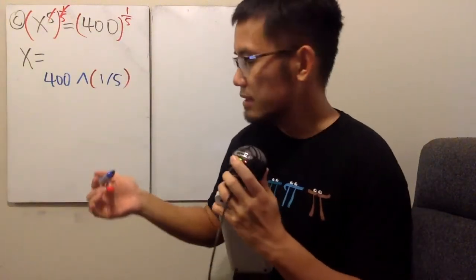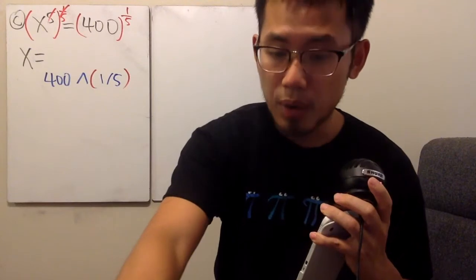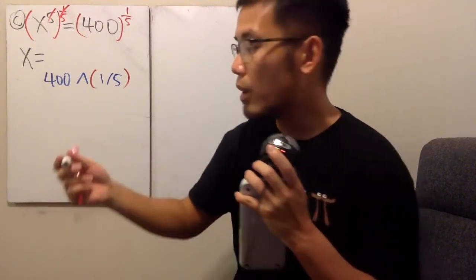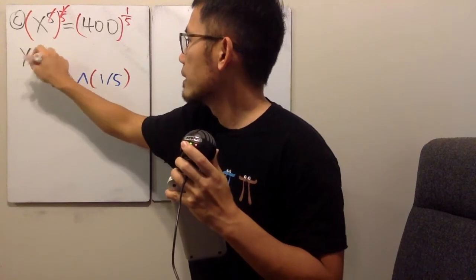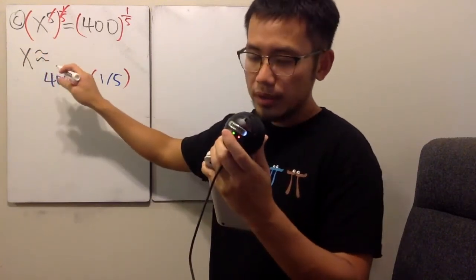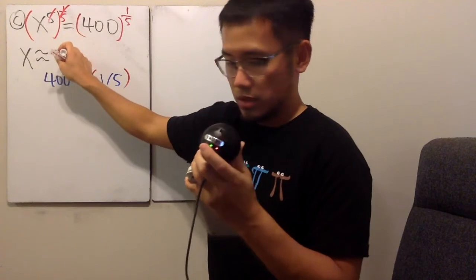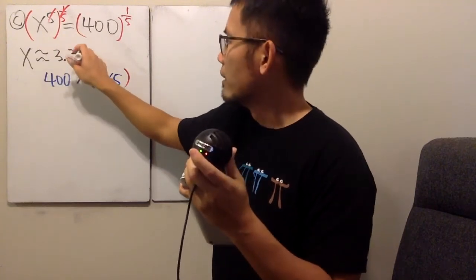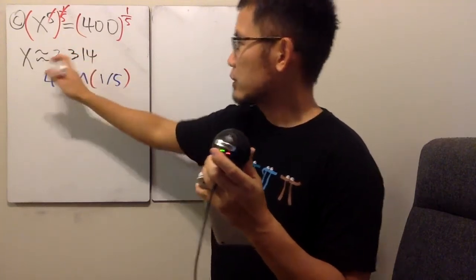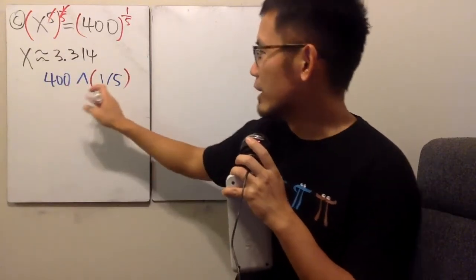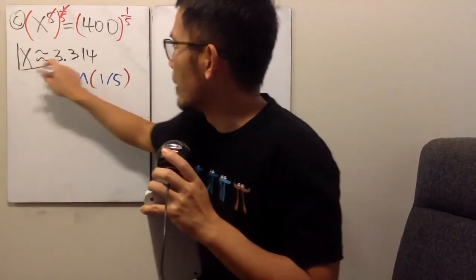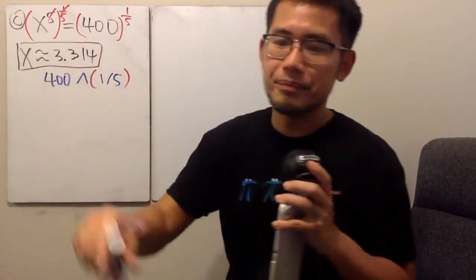So the answer that I got, I should say this is approximately, because I'm using decimals and the answer does not end. So this is approximately 3.314, right? So it's not 3.14, that's pi. This is 3.314 because it's just 400 raised to the 1 over 5 power. So this right here is it.